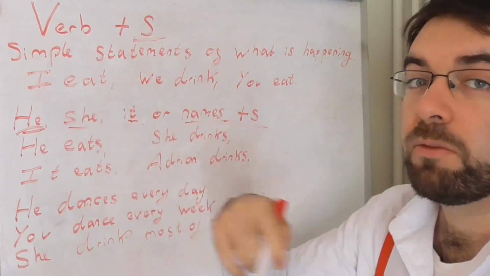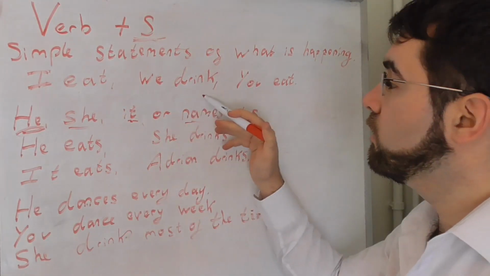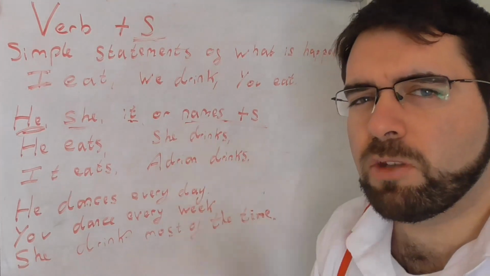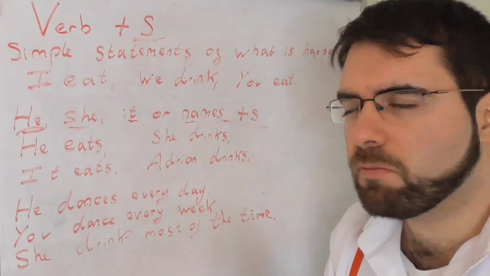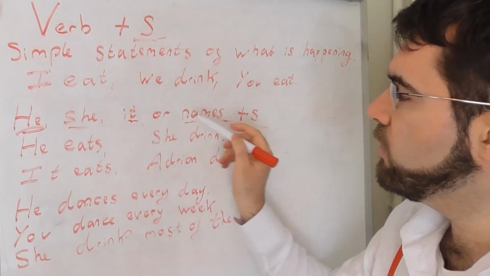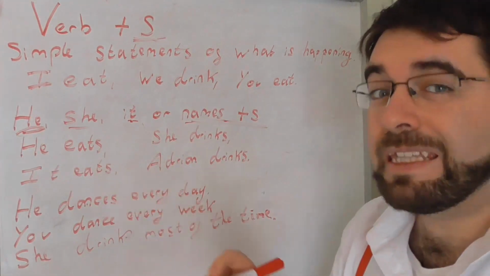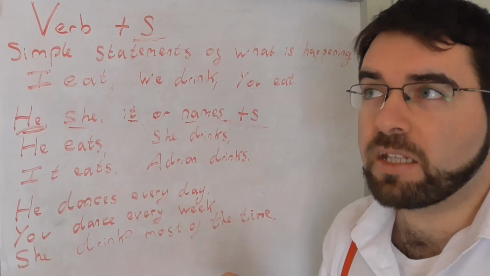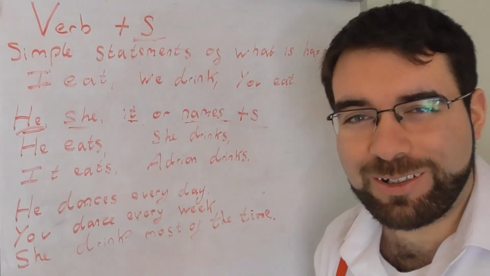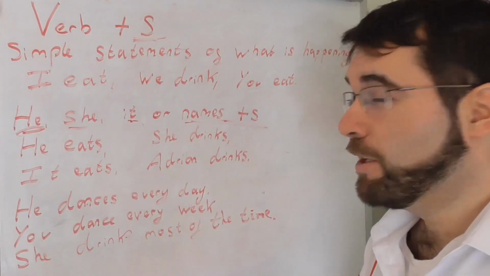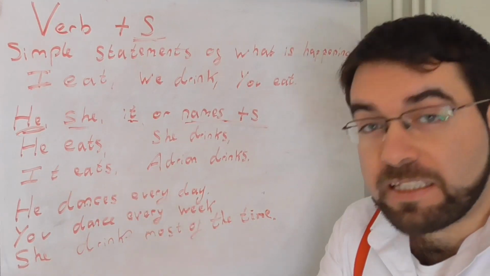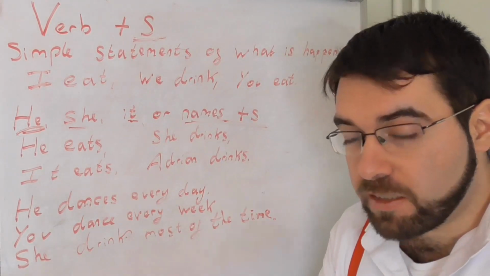I eat. What's happening again and again? We drink. We always drink here. You eat. Do you eat that often? Or again, with the s, he eats. He eats a lot. She drinks. She drinks most of the time. She drinks every day. It eats. It eats its food. The dog eats its dinner.